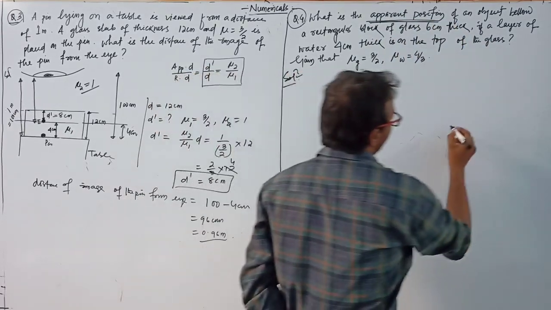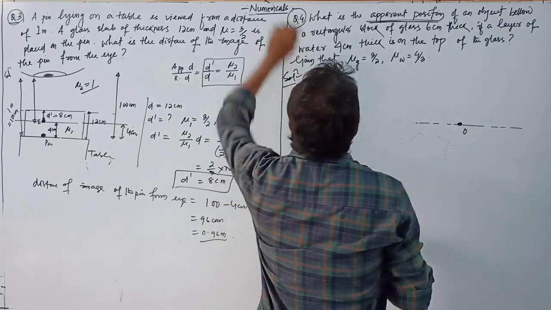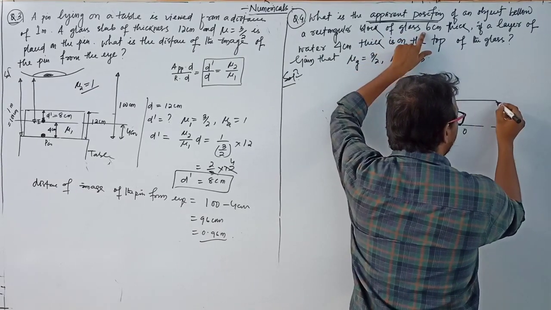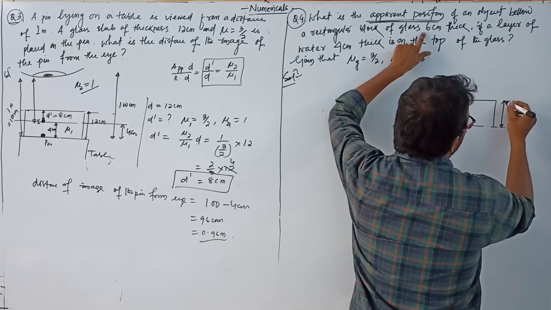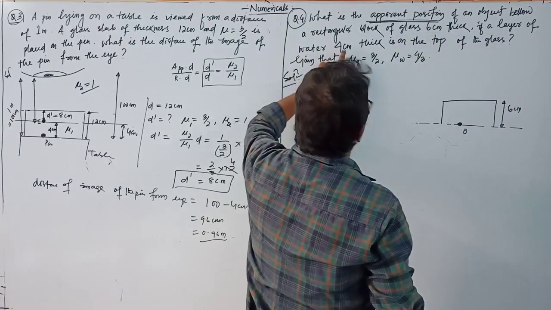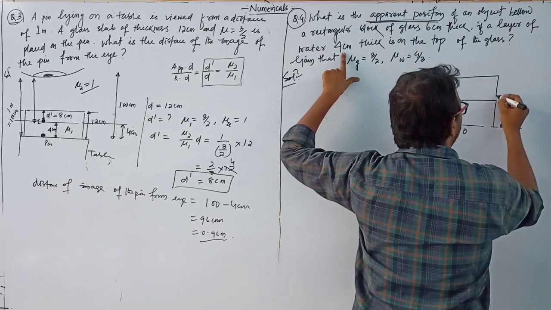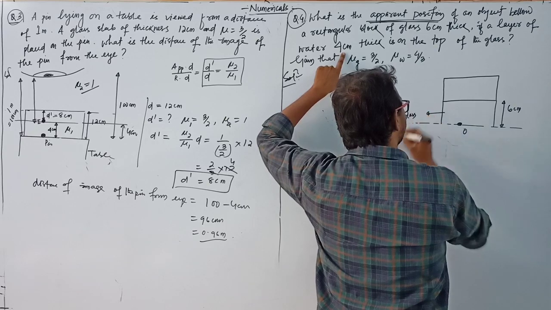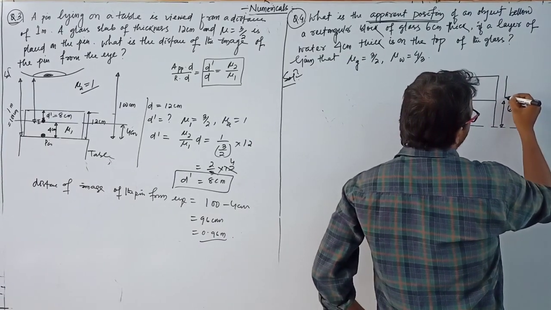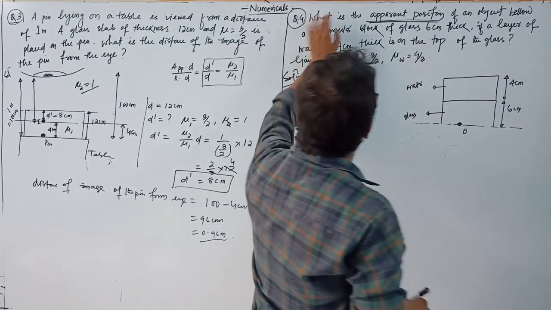So according to the question, there is an object lying on the surface, any surface. This is object O. Now the object is below a rectangular block of glass, and its thickness is given, which is equal to 6 centimeter. If a layer of water is used here, this is the water layer and this is glass. This is glass and this is the water layer, 4 centimeter on the top of the glass. Then we have to find apparent depth.